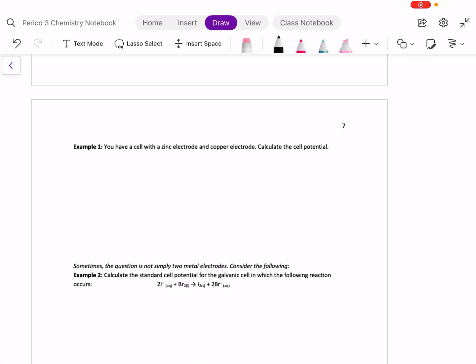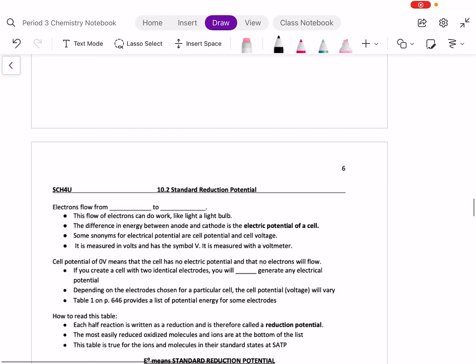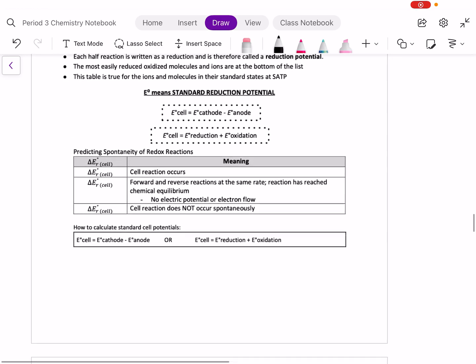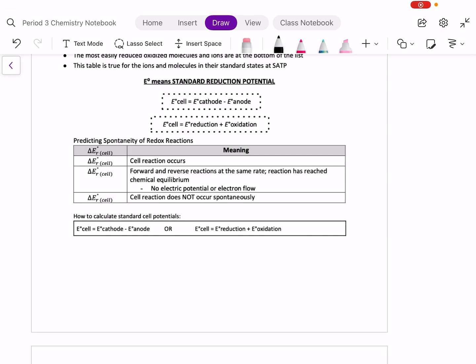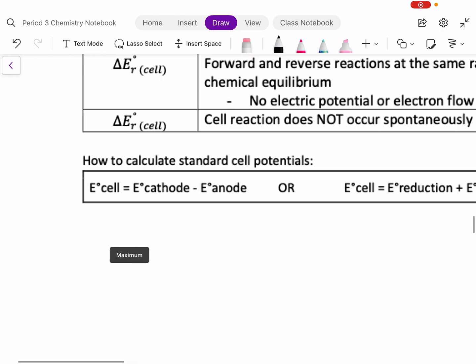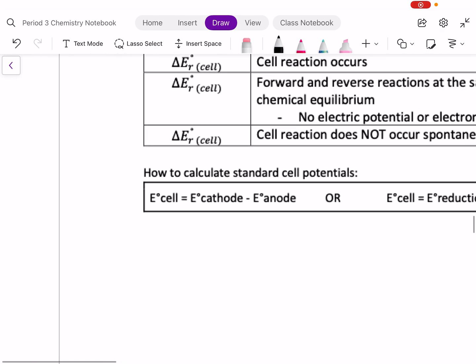Hi everyone! In this video we're going to talk about calculating standard reduction potential. In particular, we're going to look at the delta E of a cell. So one way we're going to work on calculating this is that E naught for the cell is equal to the E naught of the cathode minus the E naught of the anode.